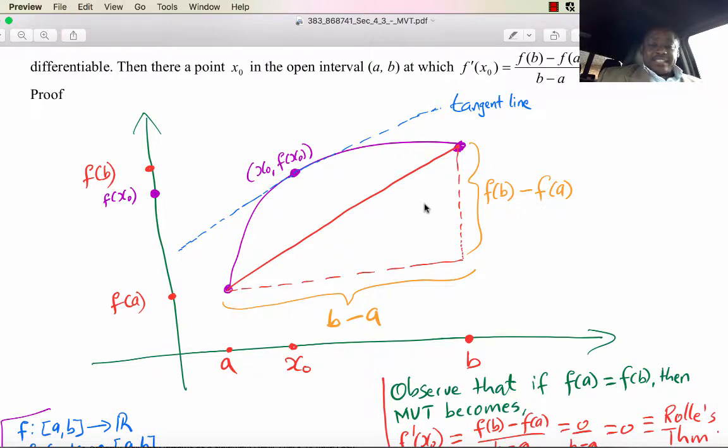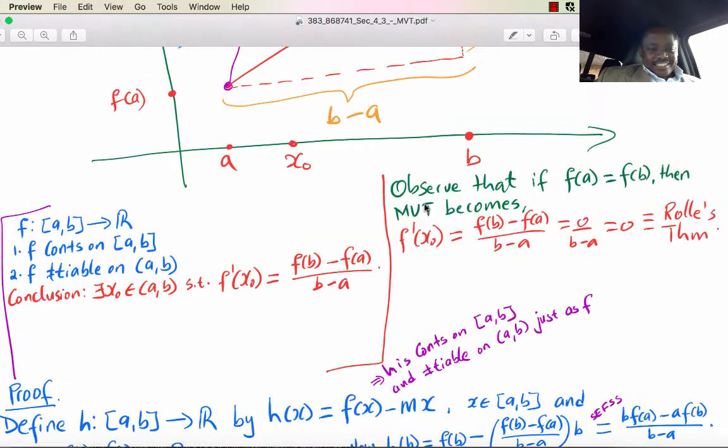Interesting. Well, let's go ahead and demystify the mean value theorem. Firstly, f is a function from the closed bounded interval [a, b] to the set of real numbers R. Number one, f is continuous on the closed bounded interval. Number two, f is differentiable on the open interval (a, b). Conclusion: there exists a point x0 in the open interval (a, b) such that the first derivative at the point x0 is f of b minus f of a divided by b minus a.